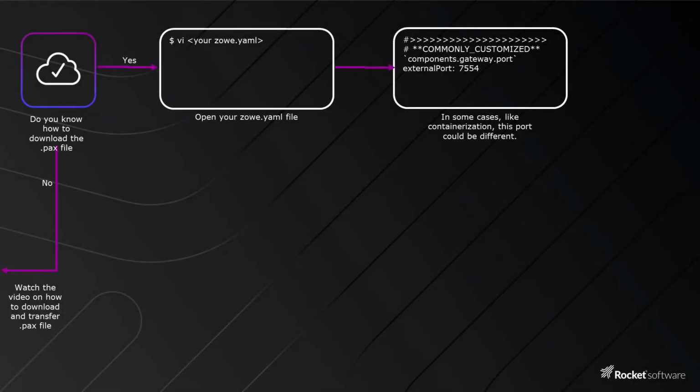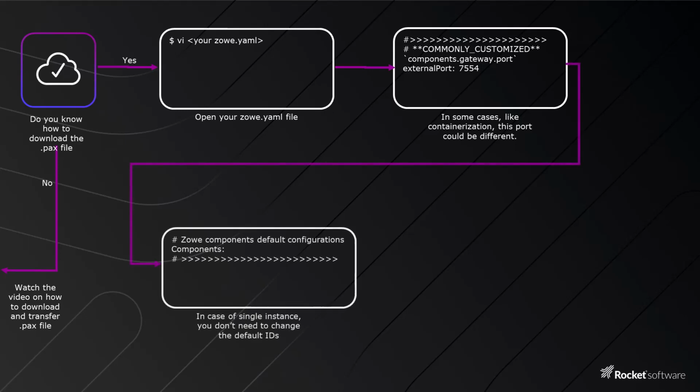This is the port you use to access Zowe Gateway from your web browser. In many use cases, this should be the same value as zowe.components.gateway.port when the gateway is enabled. If the gateway is not enabled, this would instead be the value of the port of the component of Zowe you are trying to use, such as zowe.components.app-server.port if you are only trying to use the desktop. But in some use cases like containerization, this port could be different.